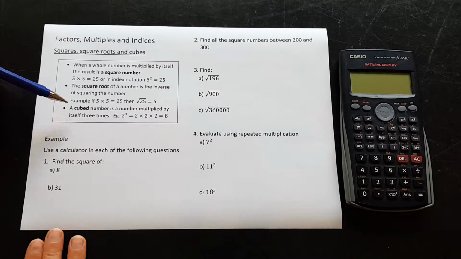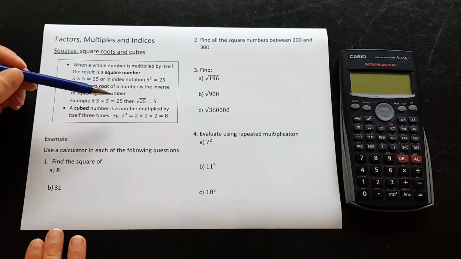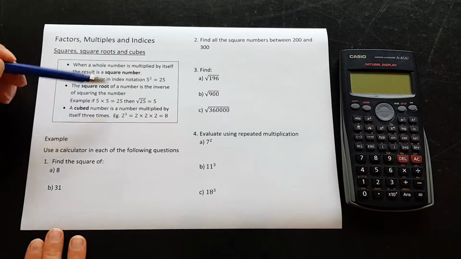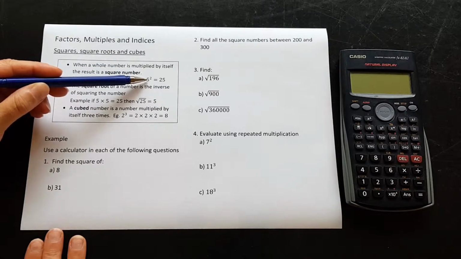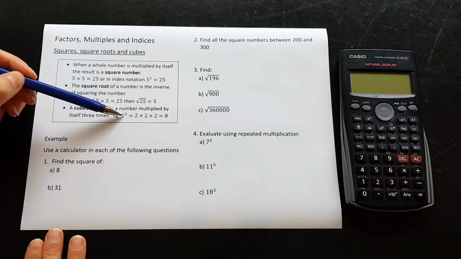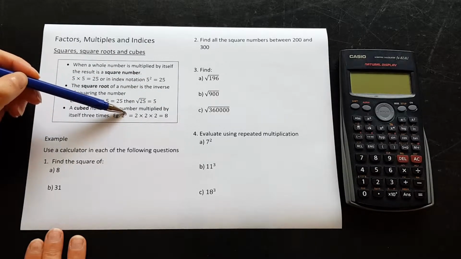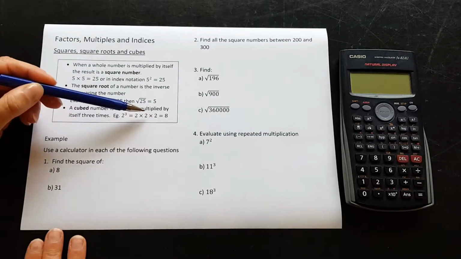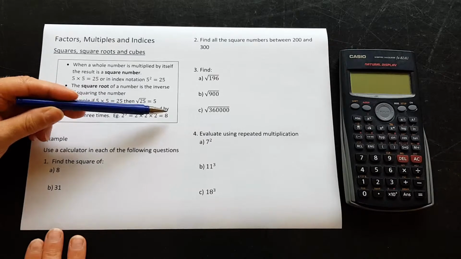And the third point here, a cubed number is a number multiplied by itself 3 times. So when we had 5 squared, that was 5 times 5. There were two 5s multiplied together. But if we have 2 to the power of 3, that means that there are three 2s multiplied together. 2 times 2 times 2 is equal to 8.